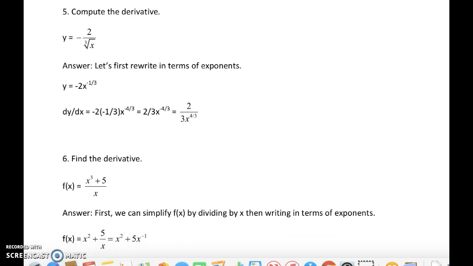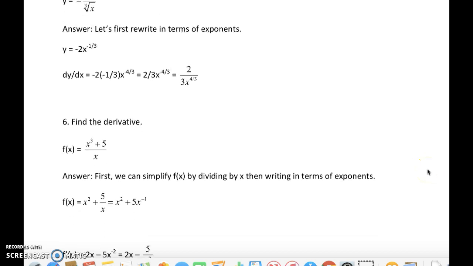All right, so let's look at another one. So here we have a function x cubed minus 5 divided by x. And first of all, we want to simplify f of x by dividing by x and writing it as exponents. So x cubed divided by x is x squared, and 5 divided by x is just 5 over x, which is also x to the negative 1 power.